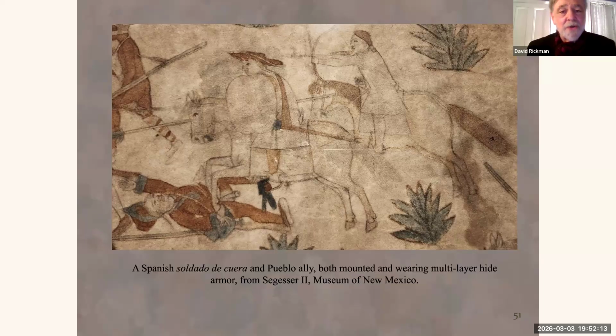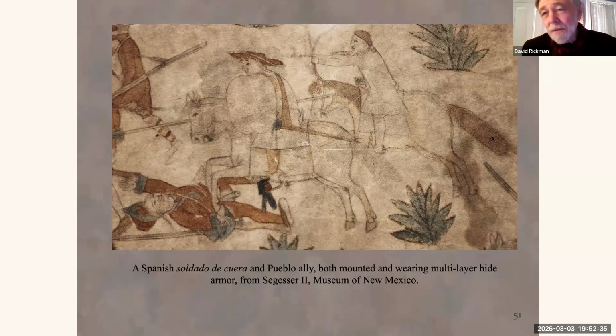This is a picture of a soldado de cuera and a Pueblo ally from the other Segesser painting, also in the Museum of New Mexico. And you can see that someone as nimble, but also pretty well armed like this, going up against a horse covered completely with a barding that reached down to the ground, probably would have had something of an advantage.